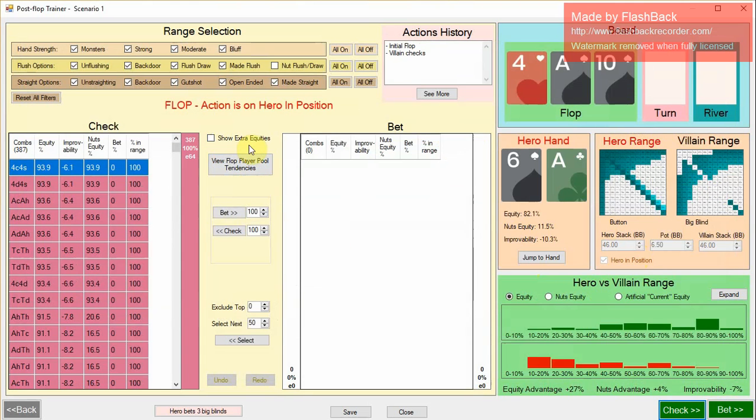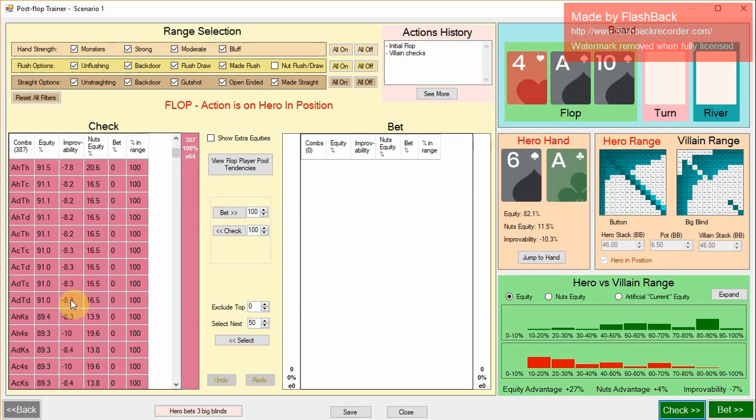So the action moves on to the hero, and now we have the hero's range, which is me, or was me. So we can see here that we have all the sets. So pocket aces, pocket tens, pocket fours, they're all here. We also have ace 10, and we also have ace 4.